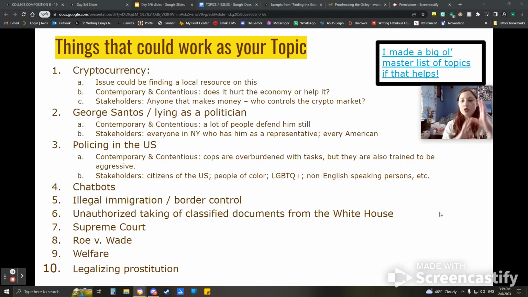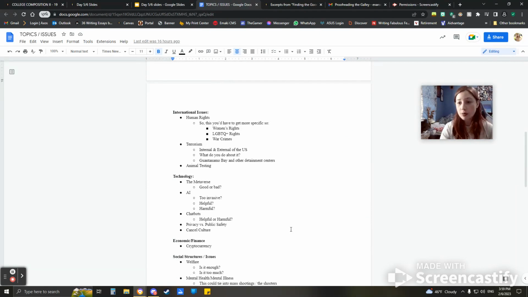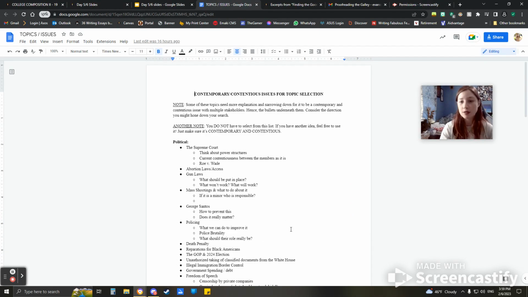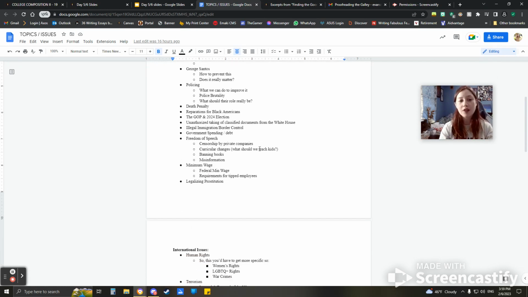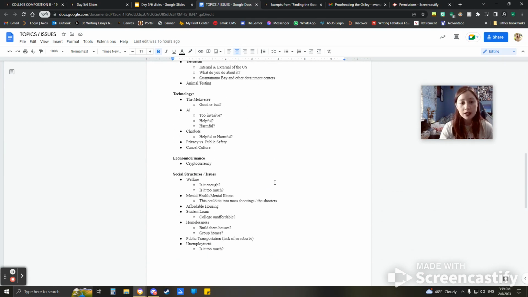So it's just kind of trying to figure out things that fit. The topics and issues sheet is not your end all be all. It does not mean that you have to pick something from this. It doesn't mean you have to pick something from the slides. If you have something that you think is contemporary and contentious and uses multiple stakeholders, go for it. This nice big long list is just if you're stuck and you have no idea what you want to do, you can just pull from it.